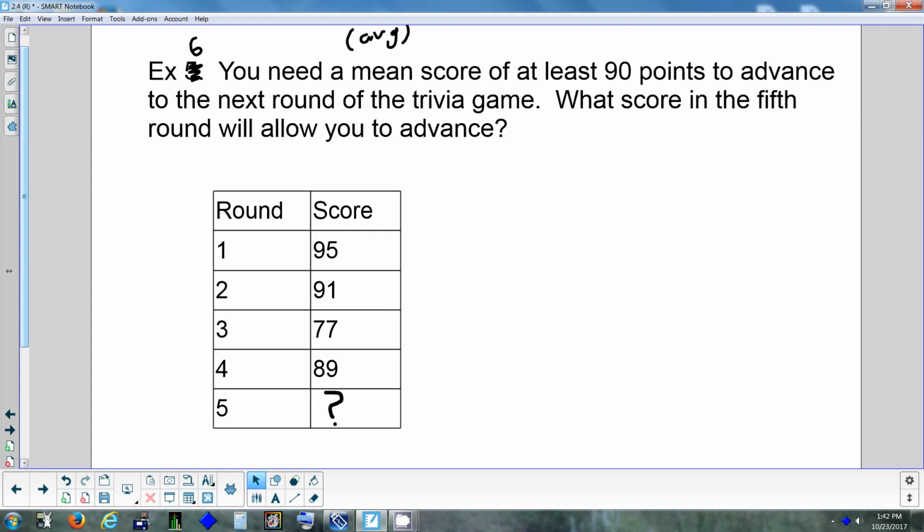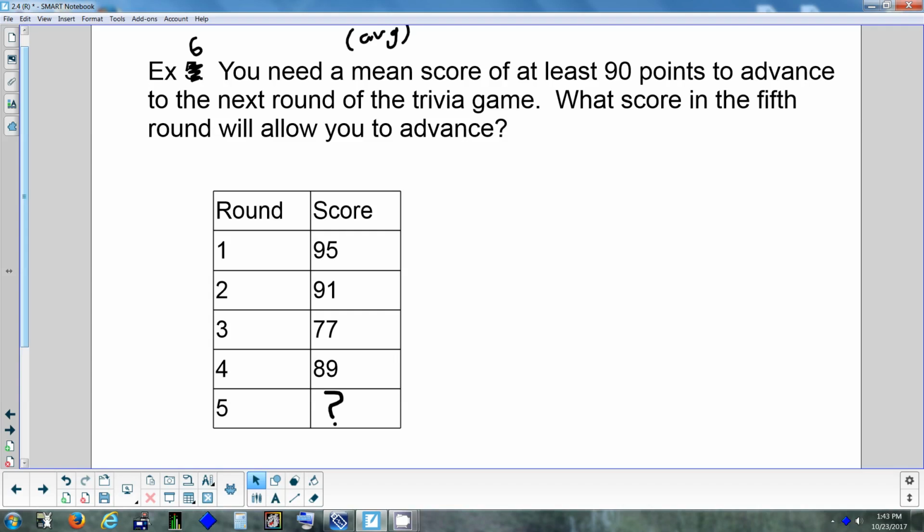You need to score at least 90 points to advance to the next round. So you're jotting down 90 points. Any thoughts on how you would figure that out? You want to have someone help you out? Can I phone a friend, please?